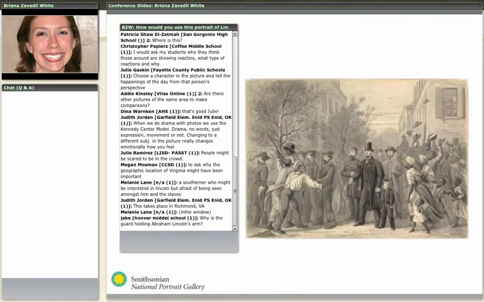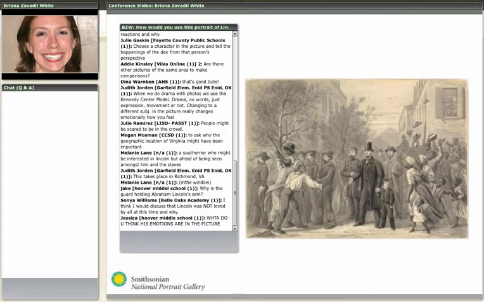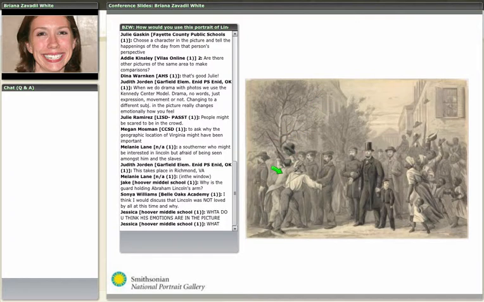Melanie is talking about the image in the window and saying a Southerner, maybe the window is a Southerner, might be interested in Lincoln but afraid of being seen amongst him and the slaves. Yes, absolutely. I agree with you on that. And this idea that some of the other windows are shuttered so as not to see Lincoln arriving. And of course, in front of Lincoln you have the military, you have bodyguards, and behind Lincoln you have these freed African American slaves. I mean, it is just such a tremendous picture to use.